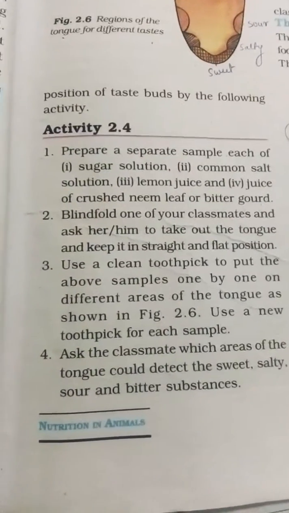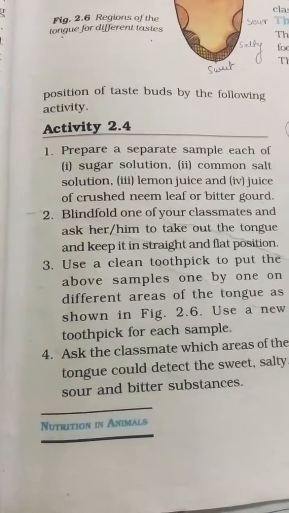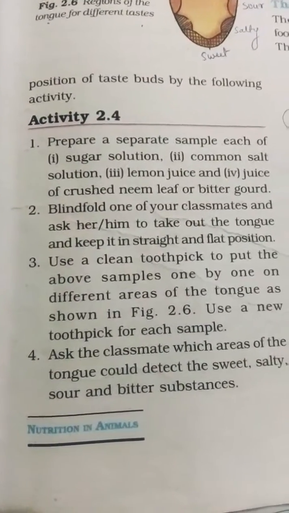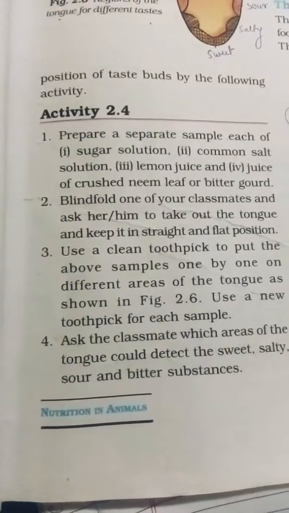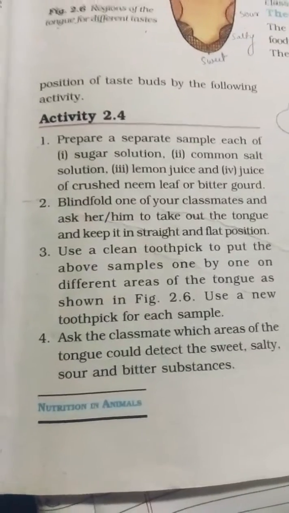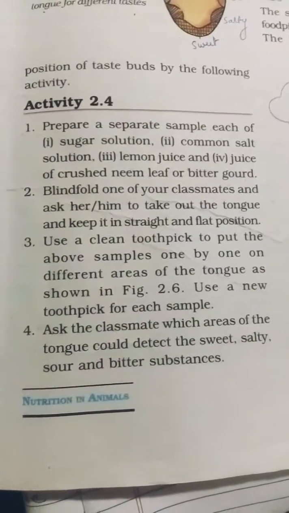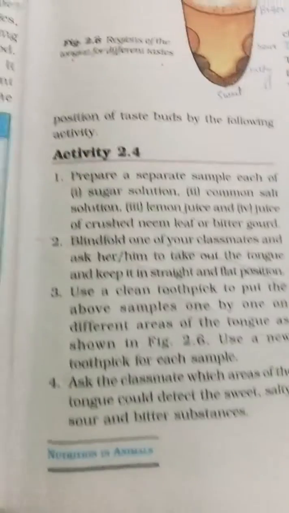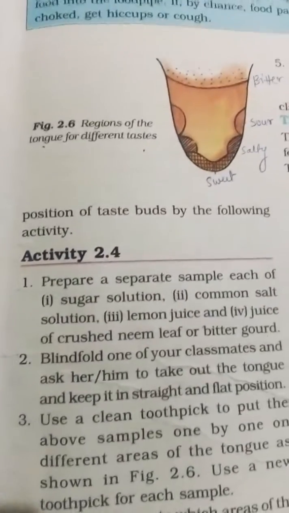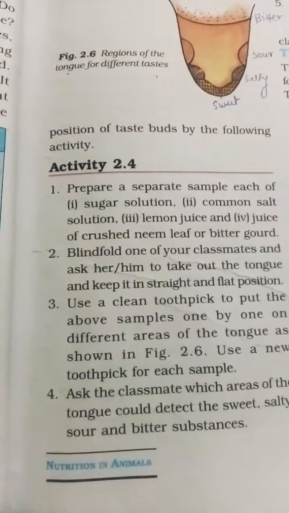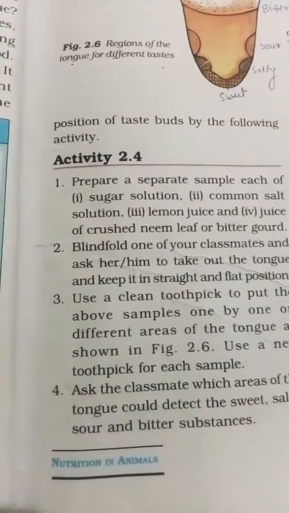Anyone, take your friend and blindfold him or her, and then make them taste the foods and tell in which position they feel the taste, okay. Use a clean toothpick to put the above samples one by one on different areas of the tongue as shown in figure 2.6. Here the figure of the tongue is given, okay. So one by one, just put the samples with the help of a toothpick.